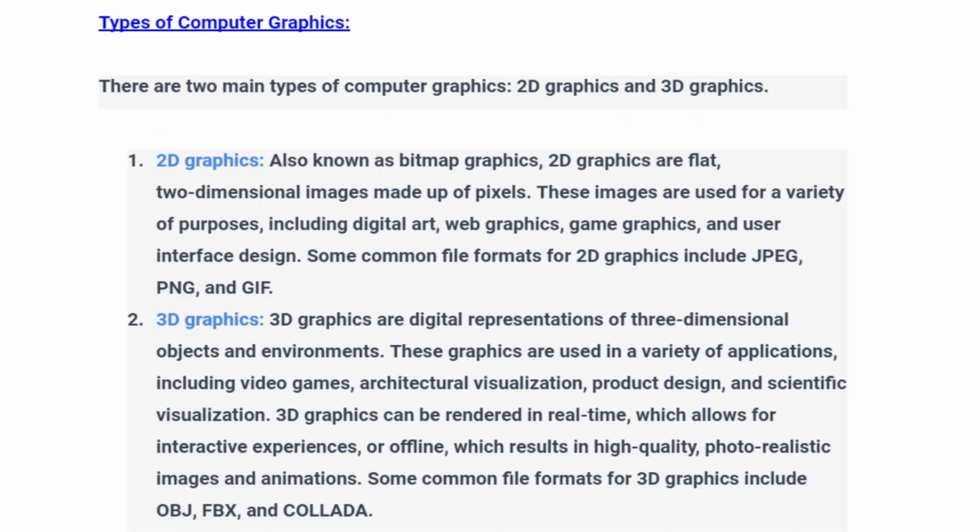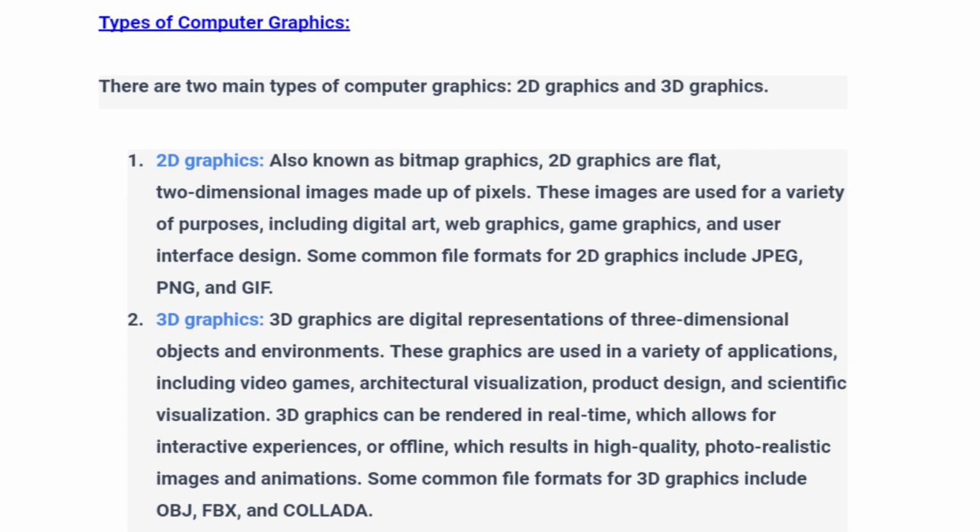Types of computer graphics. There are two main types of computer graphics: 2D graphics and 3D graphics. 2D graphics, also known as bitmap graphics. 2D graphics are flat, two-dimensional images made up of pixels. These images are used for a variety of purposes, including digital art, web graphics, game graphics, and user interface design. Some common file formats for 2D graphics include JPEG, PNG, and GIF.